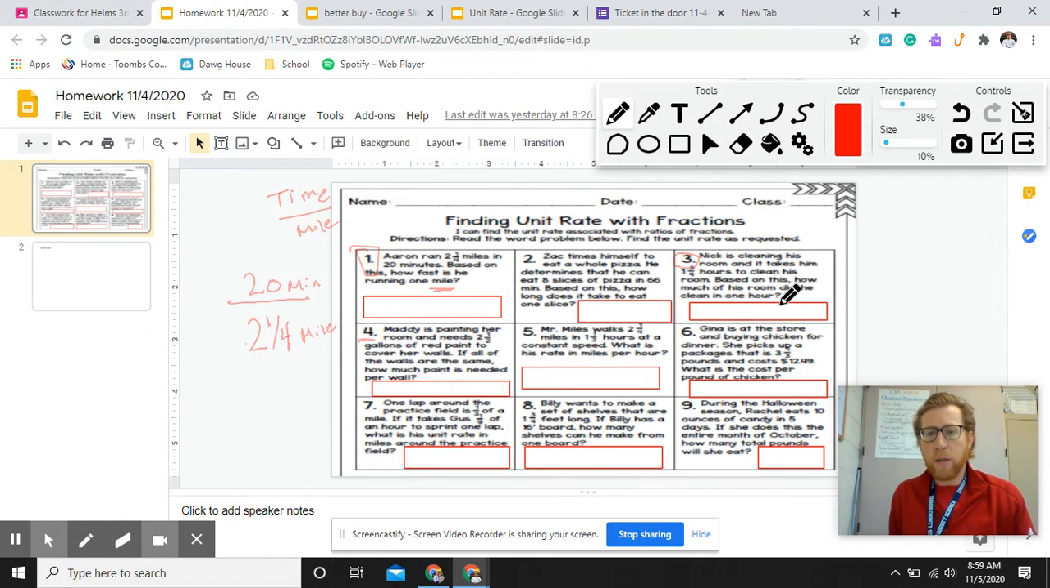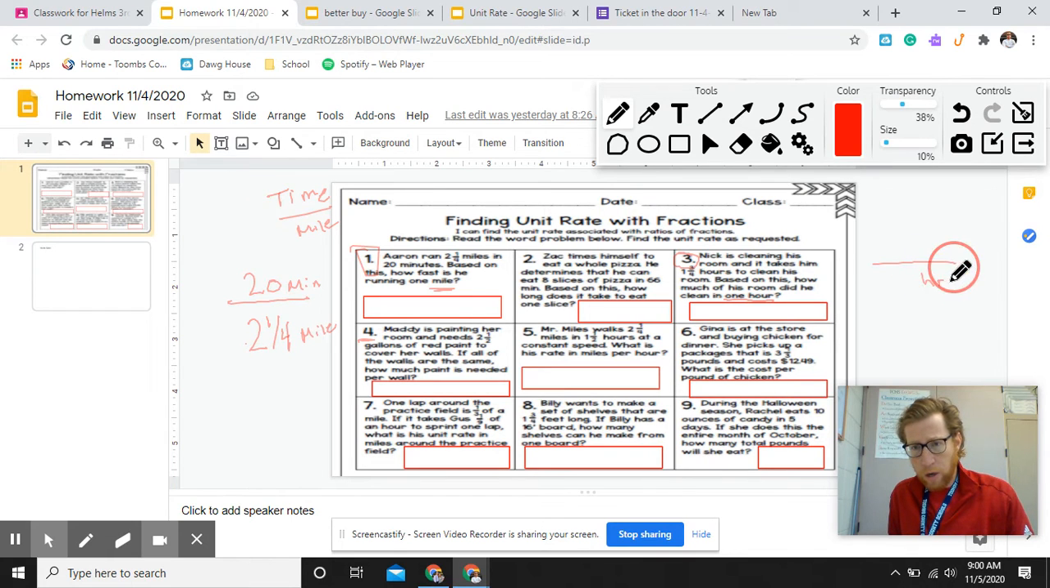Okay. Number three reads something like this: Nick is cleaning his room, and it takes him 1 3/4. No, excuse me. It takes him 1 3/4 of an hour to clean his room. Based on this, how much of his room did he clean in 1 hour? So there again, we want 1 hour being the bottom number once we divide. Okay, unit rate tells us that our bottom number, our denominator, will always need to be a one. Okay, and we want that bottom number of one, which is our hours.